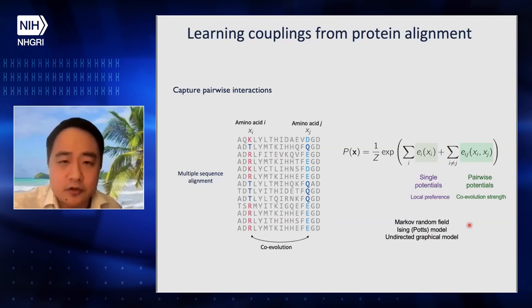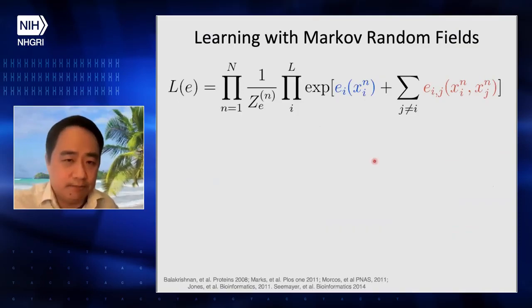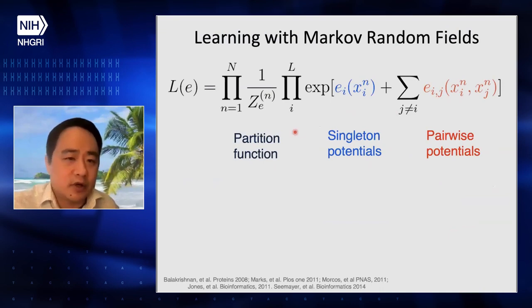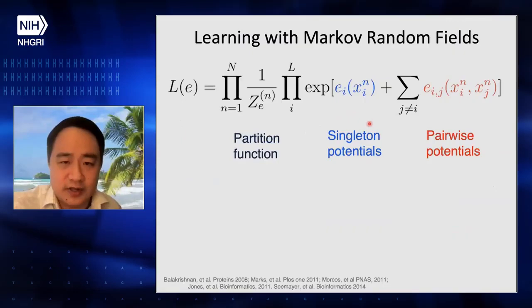Okay, so to solve this model, we want to learn these strengths from the data, for example, singleton potentials and pairwise potentials, where the pairwise one is the most critical. We need to solve a problem related to maximizing the data likelihood, which is shown here. And here there's a partition function, which makes the problem computationally very hard.